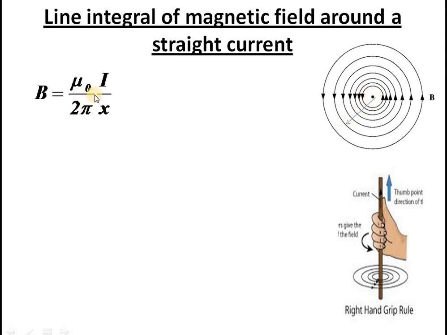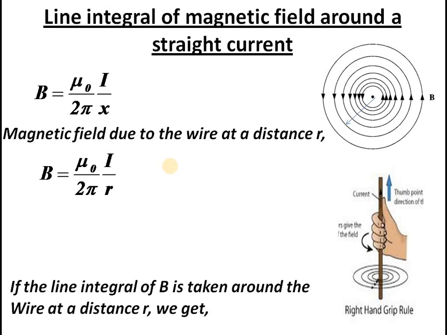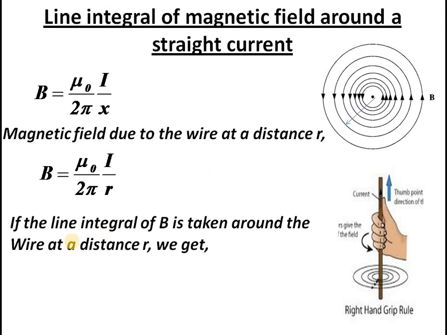Anyway, at any point at a distance x, the magnetic field will be mu 0 upon 2 pi times I by x. That we know. And suppose instead of x you take the distance as r, you can write mu 0 by 2 pi times I by r. Now what we are going to do is take the line integral of B around the wire at a distance x. Suppose you consider any closed path like this. You know the B at that point. At every point B will be the same, as you know already. What we have to do is find the line integral.